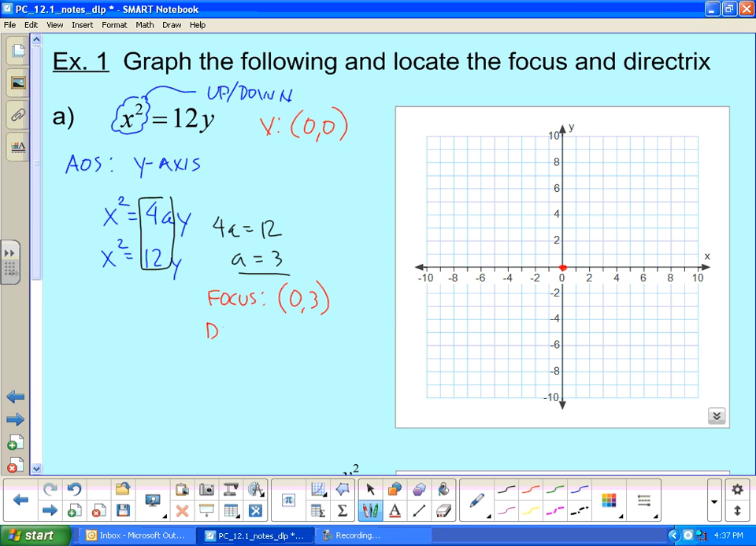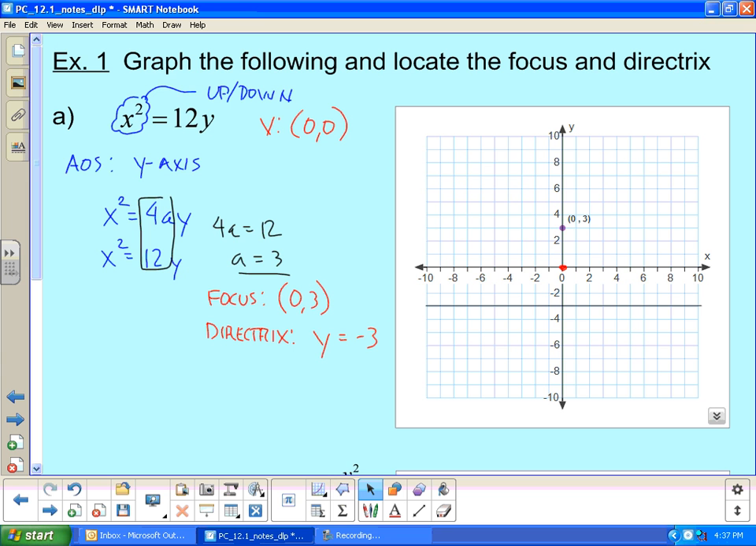And as soon as I find my focus, I am able to then find my directrix, because that will be an equation that will have the opposite a value. In this case, y equals negative 3. And so I can put these points on here. I have my y equals negative 3 line going right there as my directrix. And here's my focus at 0, 3.